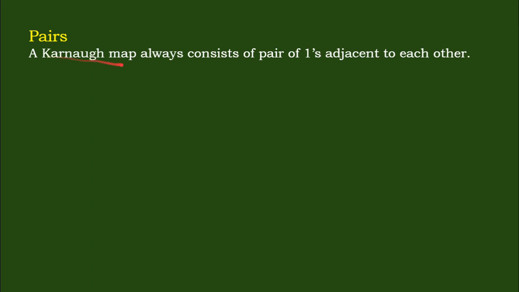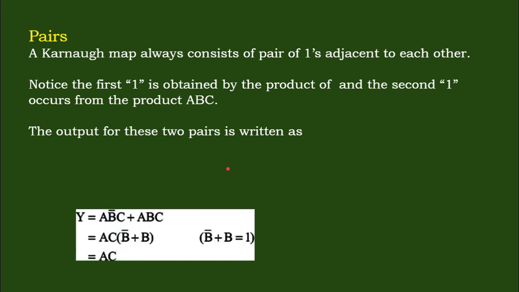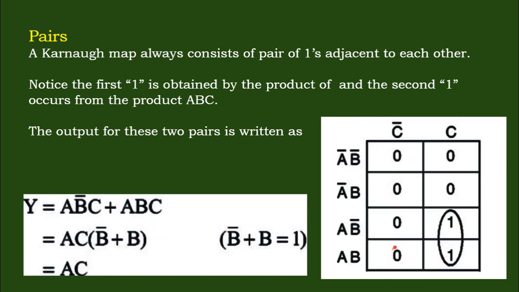Pairs. A Karnaugh map can have a pair of ones adjacent to each other. Notice that the first one is obtained by the product AB bar C, and the second one occurs from the product ABC. The output of these two pairs is written as Y equals AB bar C plus ABC, and now let us see, this is the map given.